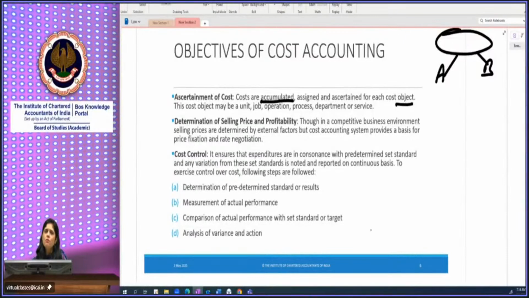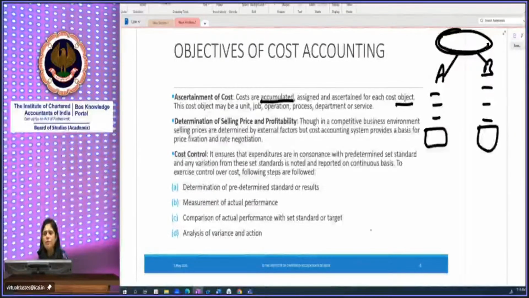So any cost object means something for which you want to calculate the cost, for whatever reason. Suppose you are making two products. So you have two cost objects, product A, product B. Now, first of all, you will accumulate all the cost. Accumulate means you gather all the cost. And then you assign the cost to respective product A and B. And then whatever cost for product A and B comes, you just ascertain the cost of each cost object. So you do the total of this and total of this. So first is accumulation, then assigning, and then ascertaining the total cost from all sources.